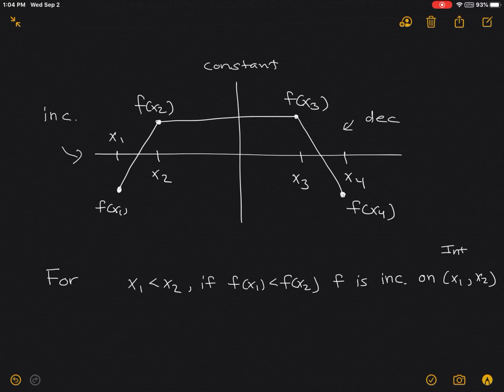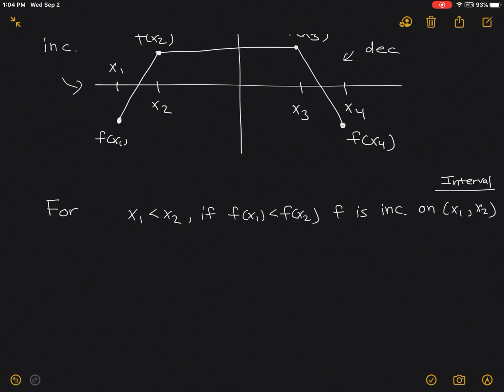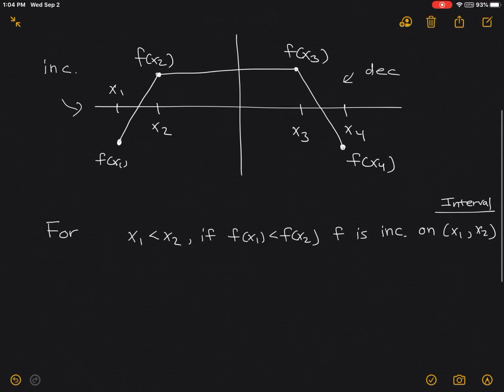You always talk about x intervals of where the function is increasing. So that is where it's increasing. It's increasing on x1 comma x2. Don't worry about brackets. You always put parentheses when you're talking about the interval being increasing, decreasing, or constant.